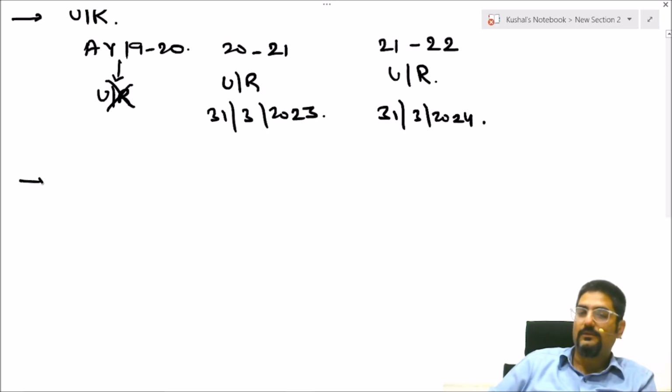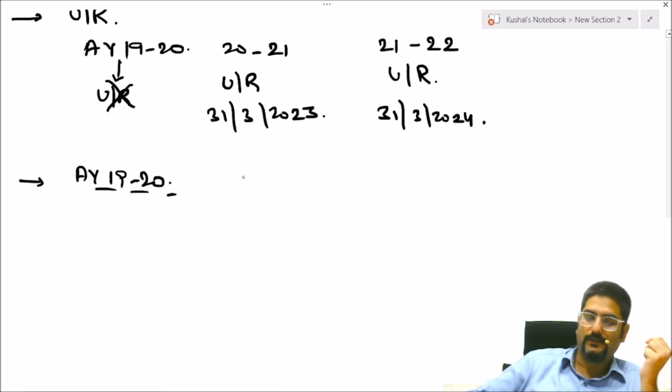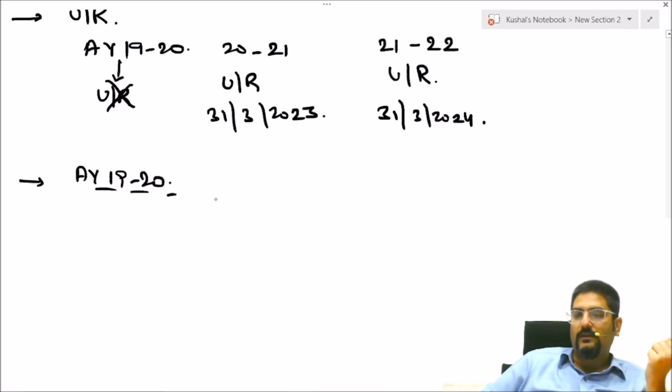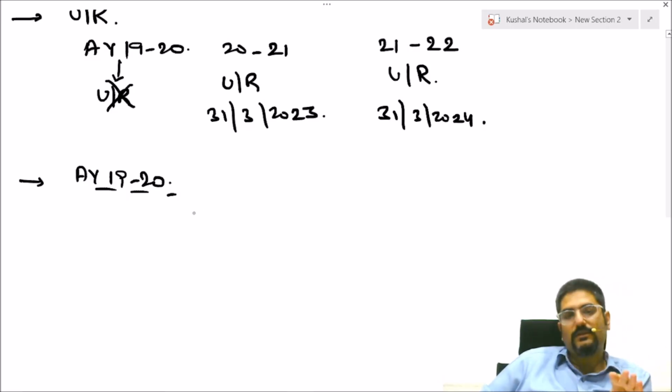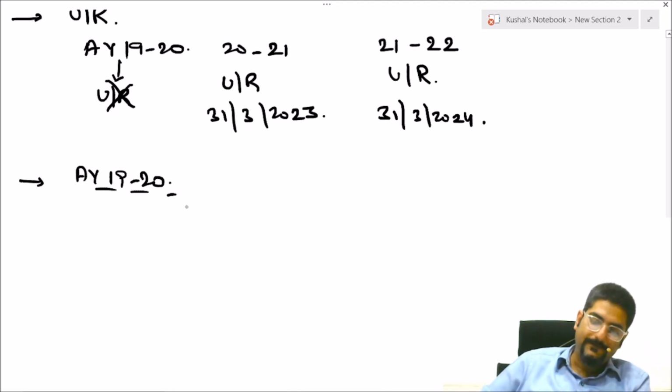Now, how to reply to the notice, and what should be included in the reply, as it pertains to AY 2019-20, right? You must take all the defenses if it is actually not a bogus donation. Clear? If it is a bogus donation, then you have to pay tax, interest and penalty, right?